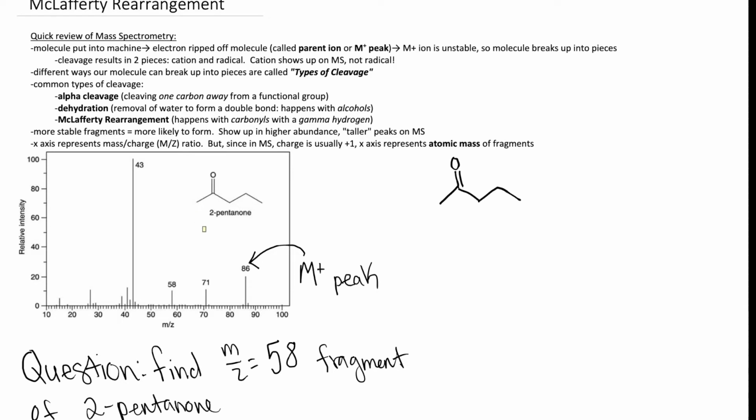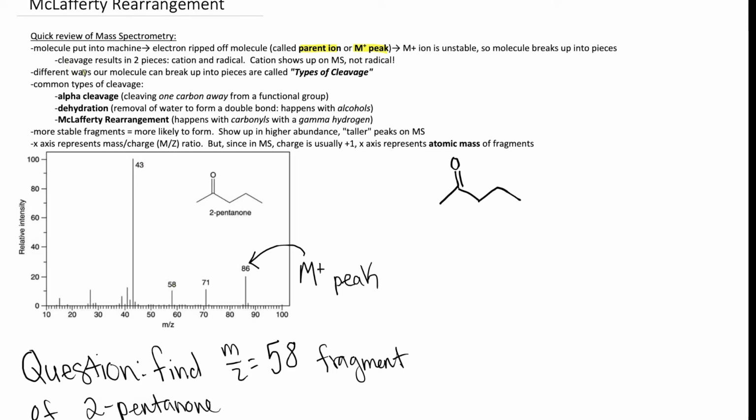What our machine will do is it'll rip an electron off of this molecule, turning it into our parent ion, or M+ peak. Your parent ion is very unstable, so it's going to break up into two pieces, a cation and a radical. Our mass spec machine will detect our cation, and the cation peaks that we end up with are all these peaks that we see here with numbers on top of them, which represent the mass that our cations weigh in AMUs.